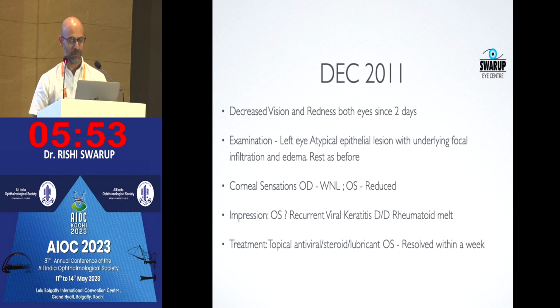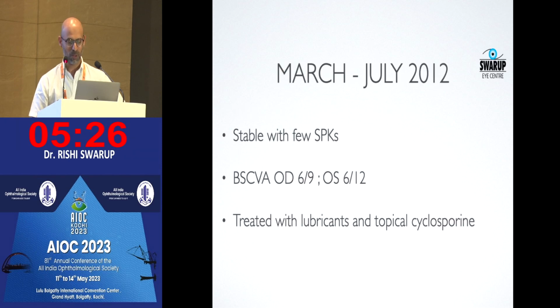And then she came again in December 2011 with redness and vision drop in both eyes since 2 days. She had some atypical lesion with focal infiltration and edema in the left eye, and the rest was as before. And we were thinking that she had a recurrent viral keratitis, differential diagnosis being a rheumatoid melt. We started her on topical antivirals, steroids, and lubricants. She resolved within a week, so it was probably a viral episode.